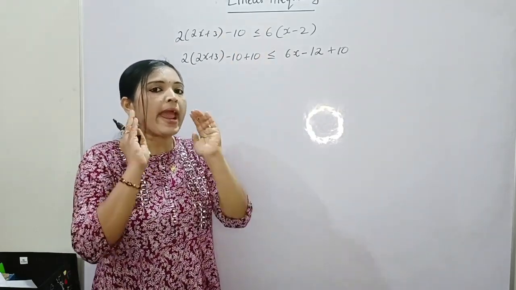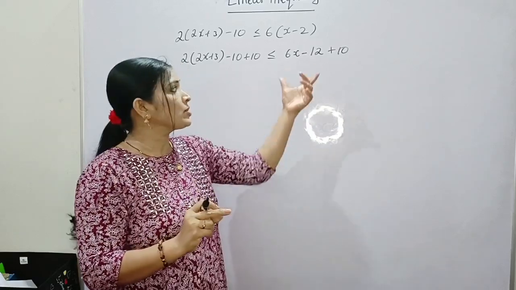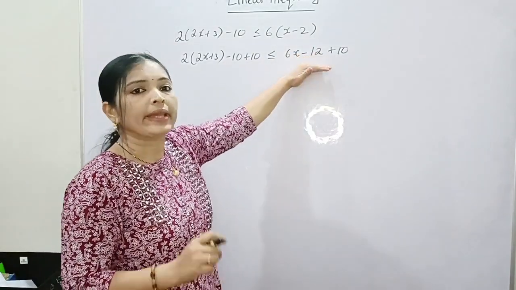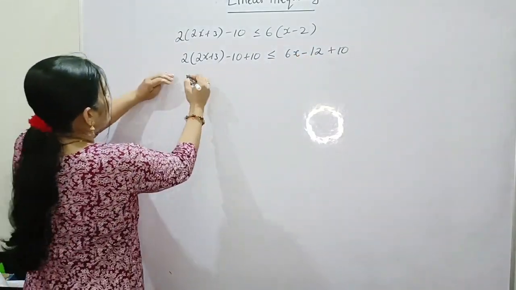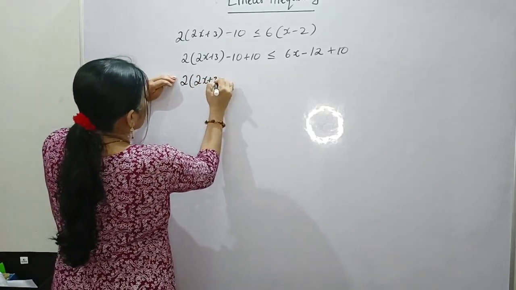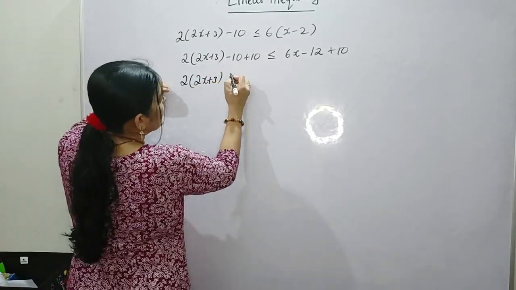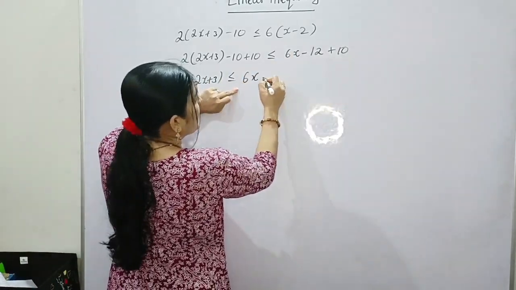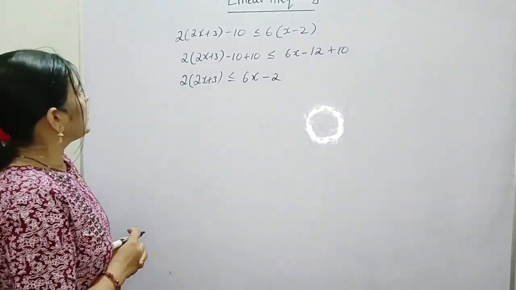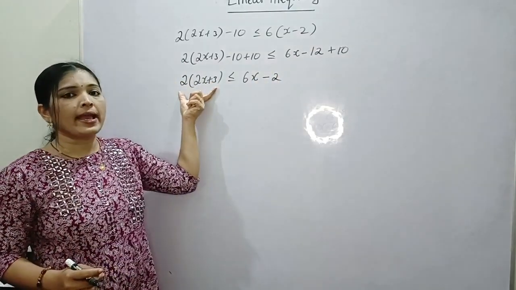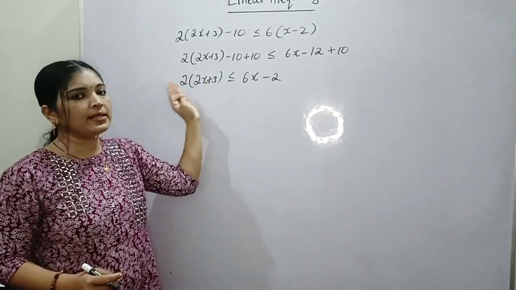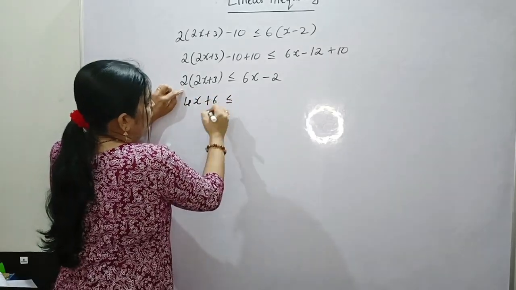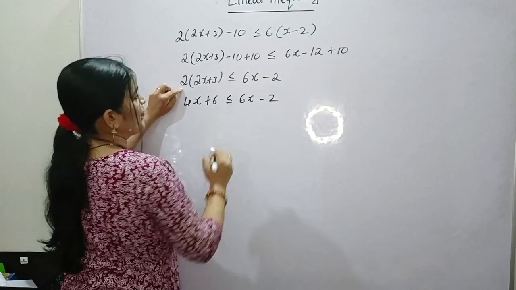So only x should be on the left side. If an x term is there, we have to take it on the left, or we have to cancel it. Now 2 into (2x plus 3), minus 10 plus 10 cancelled, less than or equal to 6x minus 12 plus 10, minus 2, isn't it? Next, let us expand this one so that we can cancel numbers: 4x plus 6 less than or equal to 6x minus 2.